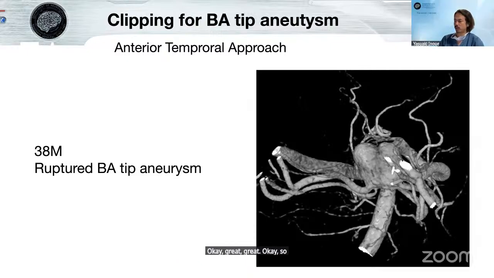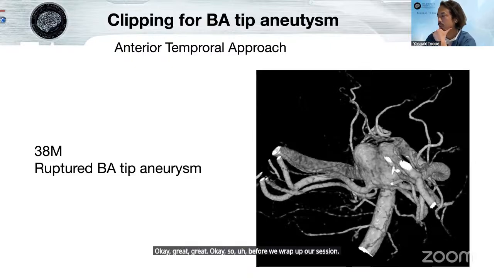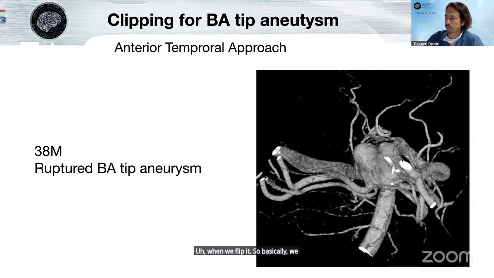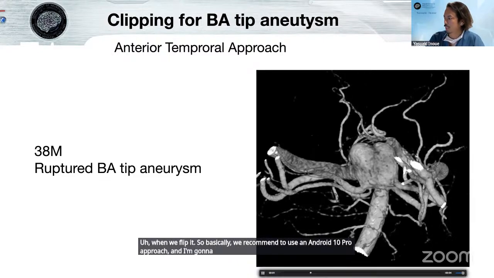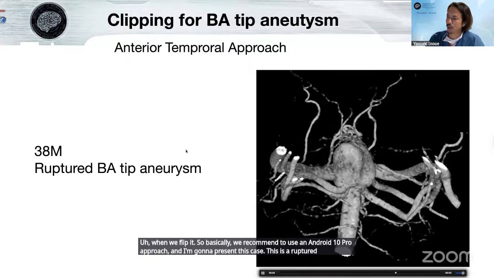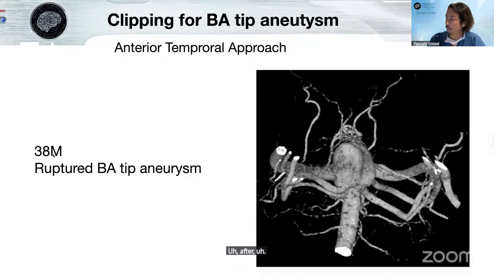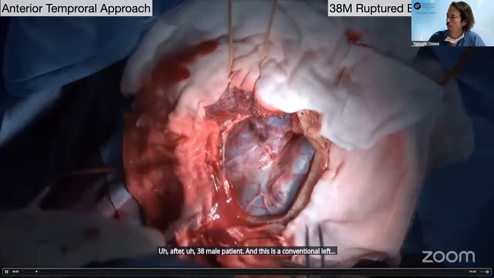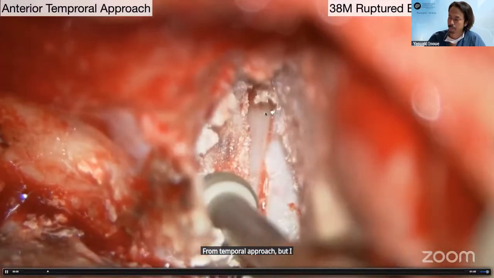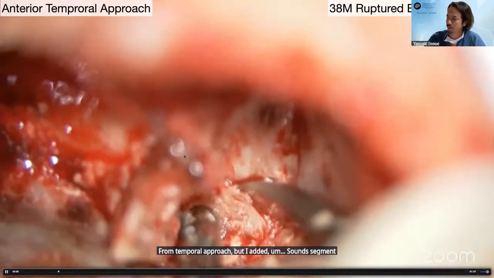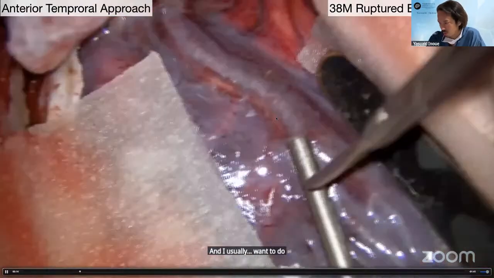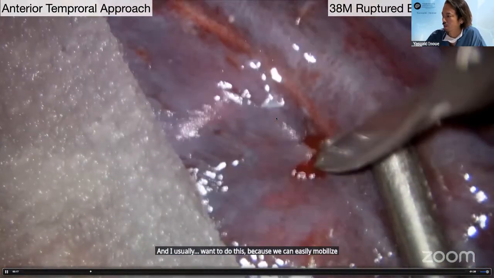Before we wrap up our session, I'd like to quickly talk about the approach to the basilar tip aneurysm when we flip it. We recommend the anterior temporal approach, and I'm going to present this case. This is a ruptured basilar tip aneurysm of a 38-year-old male patient, and this is a conventional left frontotemporal approach, but I added a transzygomatic approach, and now I'm removing the clinoid process. I usually want to do this because we can mobilize the internal carotid artery very easily.